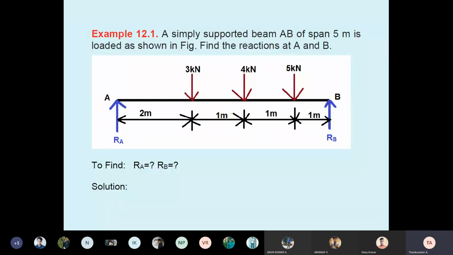We sometimes talk about the span of life. We do not know when we are going to die. Span there means from birth up to the end. But here, span means the distance between the middles of the supports. So 5 meter. Find the reactions.